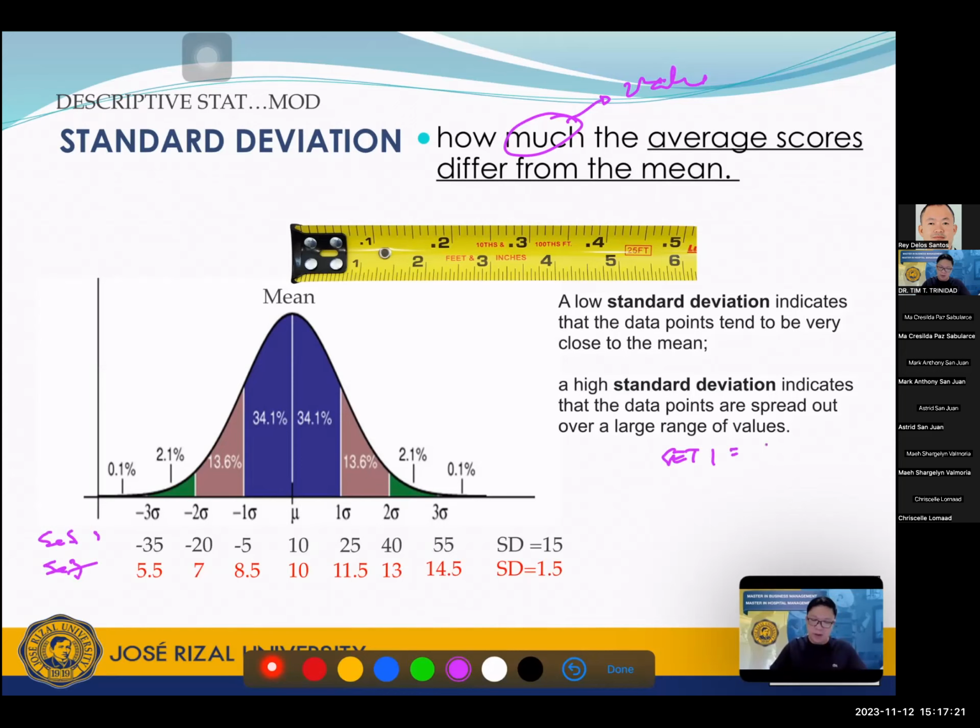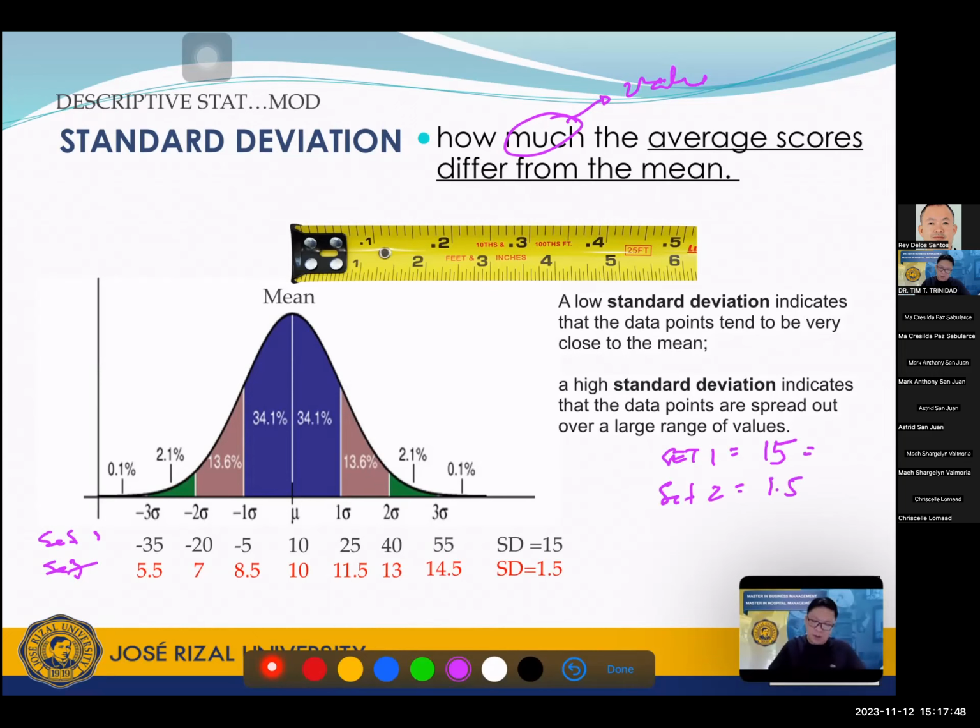You still remember? 15. Set 2, 1.5. Okay, so let's talk about set 1. The spread of your score is... no, the spread of your score starts at -10, right? The highest is 30-something, I think.